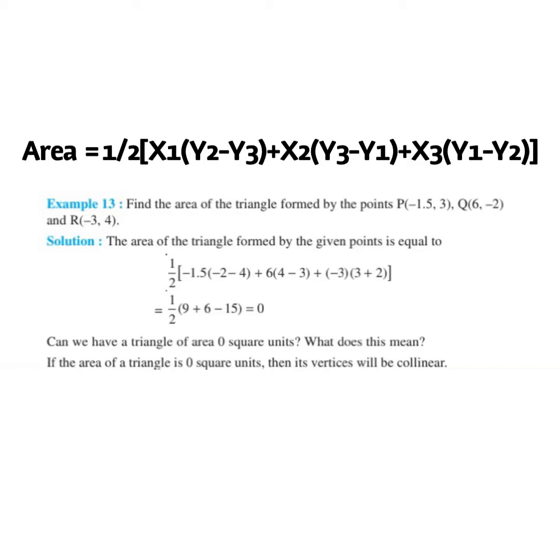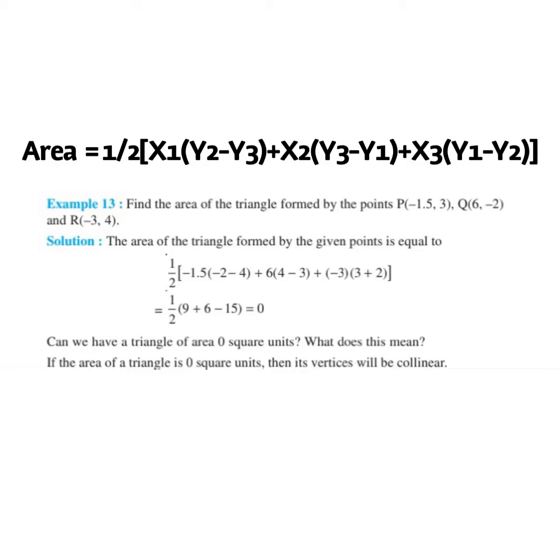Minus 2 minus 4 is minus 6, 4 minus 3 is 1, 3 plus 2 is 5. So it will be half into minus 1.5 into minus 6 plus 6 into 1 plus minus 3 into 5, that is equal to half into (9 plus 6 minus 15), which is equal to 0. But can we have a triangle whose area is 0? No. Triangle cannot have area 0.